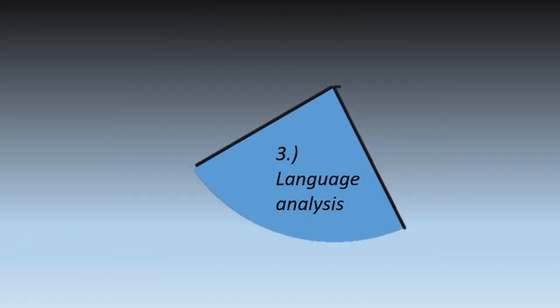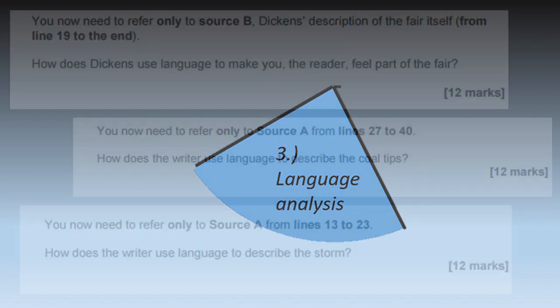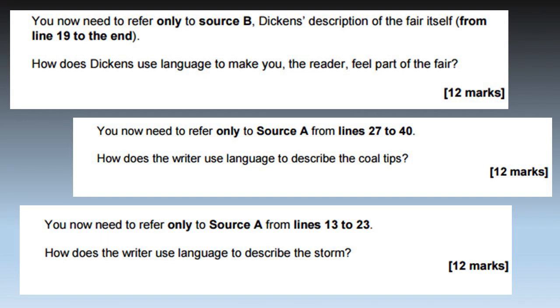That takes us to question 3. Question 3 is the language analysis question, and in that question we're going to be using PEA. Here are some examples of past paper questions. We'll just have a look at the top one. You now need to refer only to source B, Dickens' description of the fair itself, from lines 19 to the end. How does Dickens use language to make you, the reader, feel part of the fair?